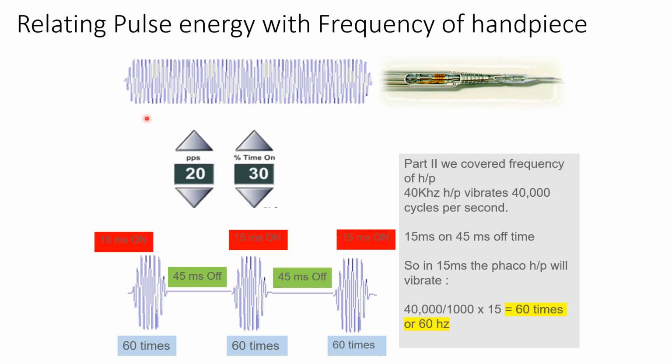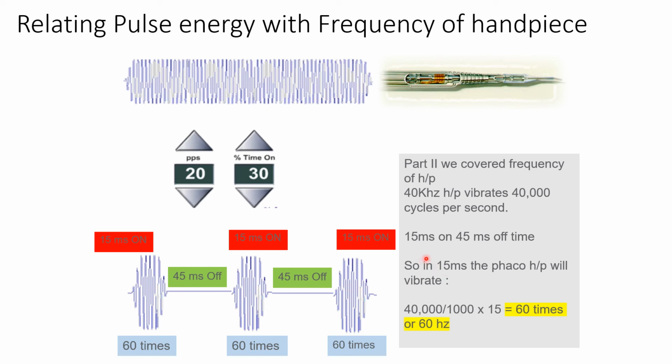So every second, the piezoelectric crystals that are there in the handpiece will make the phaco tip vibrate for 40,000 times, or 42 kilohertz or 40 kilohertz, depending upon the make of the handpiece. Now people get confused with the pulses. So I will do the maths here for you, how the pulses actually is delivered taking into account the frequency of the handpiece.